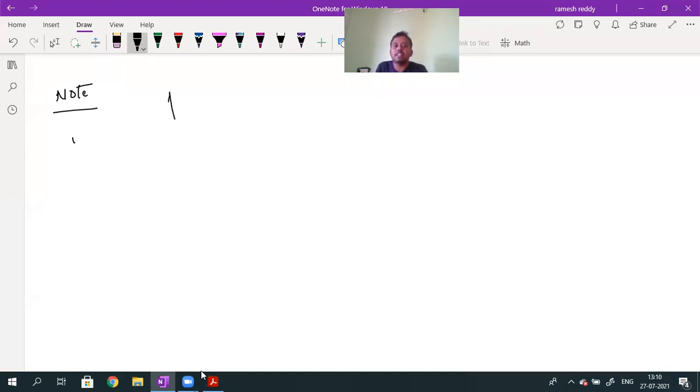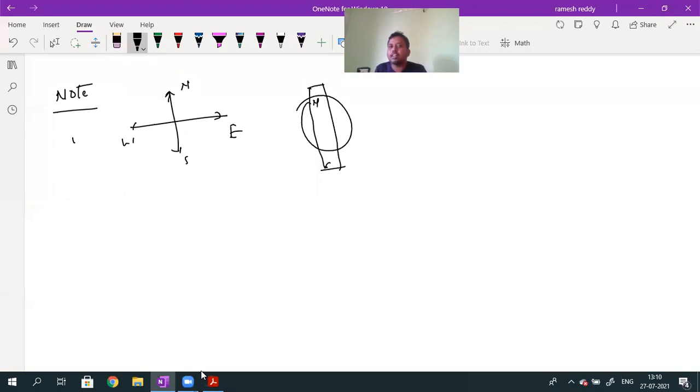So when I consider the Earth, this is east and this is west, this is north and this is south. What is the reason for the magnetic property of the Earth? Research is still going on. There is no proper theory given for explaining the magnetic property of the Earth. One of the assumptions is that Earth is embedded with one huge bar magnet. For this huge bar magnet, this is the south pole and this is the north pole.